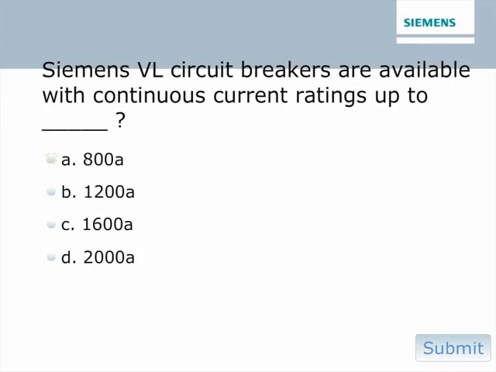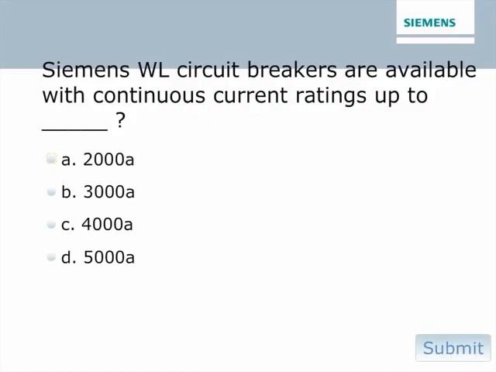Question 18. Siemens VL circuit breakers are available with continuous current ratings up to, is it A, 800 amp, B, 1200 amp, C, 1600 amp, or D, 2000 amp?